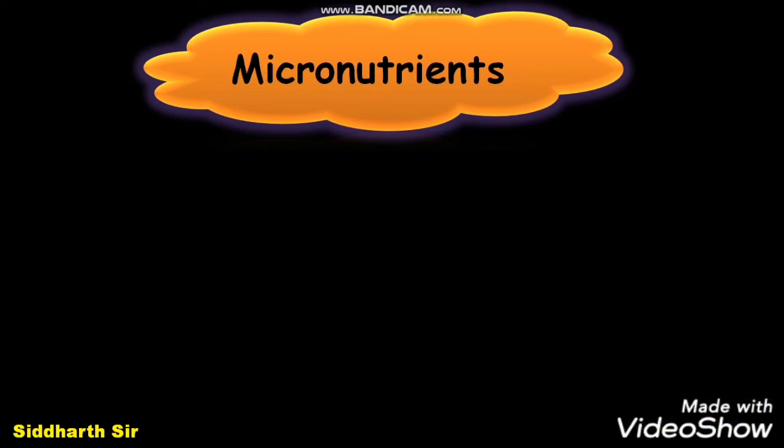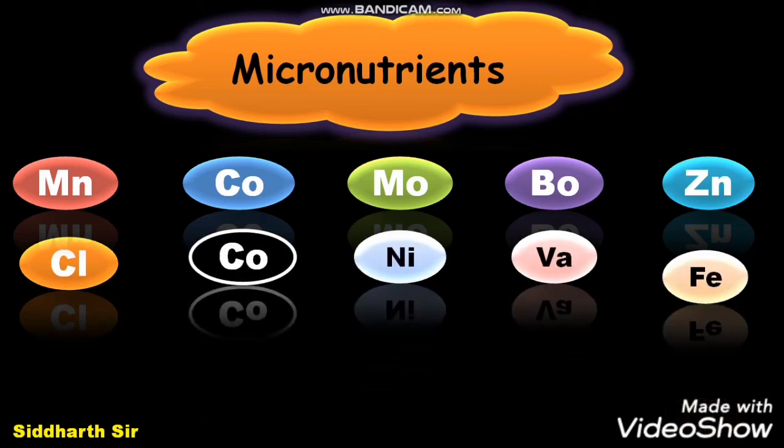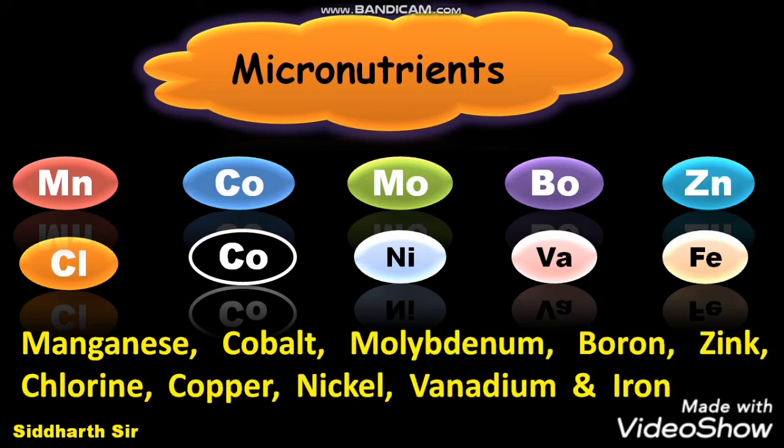Okay, now see, micronutrients. Micronutrients are manganese, cobalt, molybdenum, boron, zinc, chlorine, copper, nickel, vanadium and iron. See friends, for this also I have prepared one formula, that is Manco Mobo Zia, that is Mn, Co, Mo, B, Zn, then Cloco, Cl, Co, Cloco, Ni, Ve, and you have to remember iron. Okay, see friends, the C2 here, 2CO, one is for copper and one is for cobalt. Okay, and these are the names of all these elements. So you can easily remember both the formulas for micronutrients as well as macronutrients, right? So this is the formula, Manco Mobo Zia, Cloco Nive, and one another element, that is iron. So these all are the micronutrients.